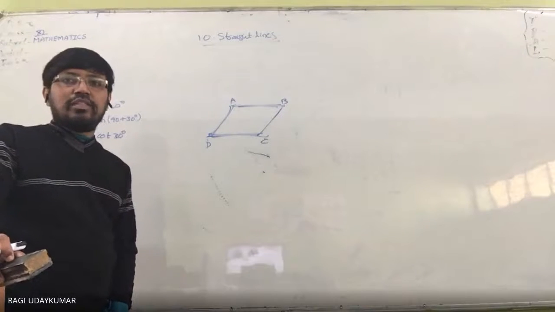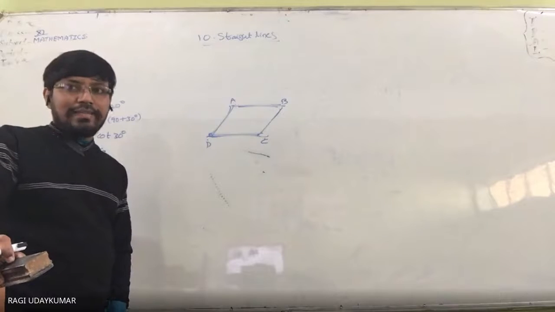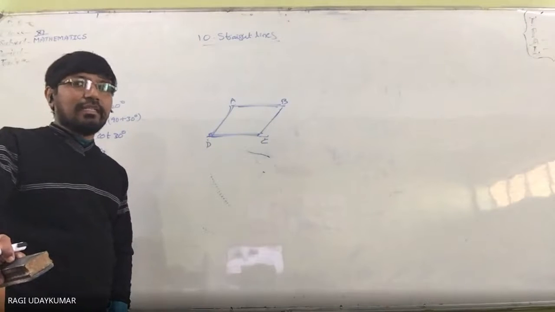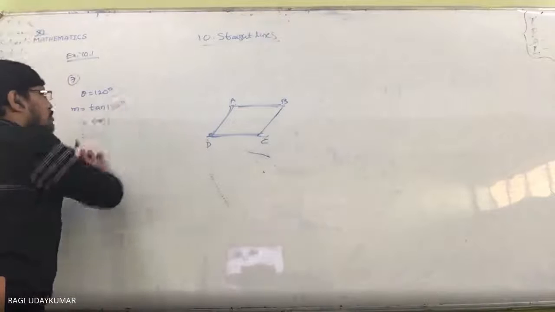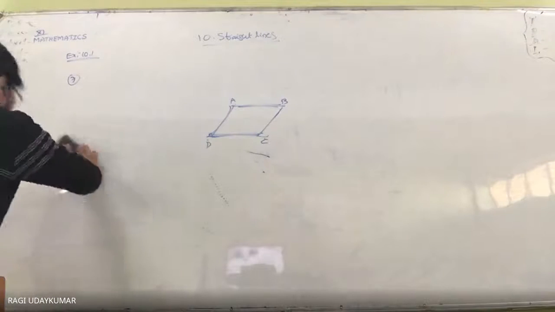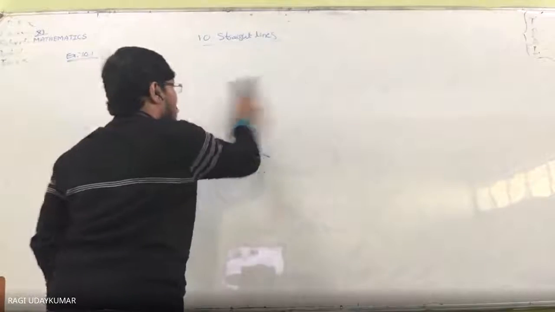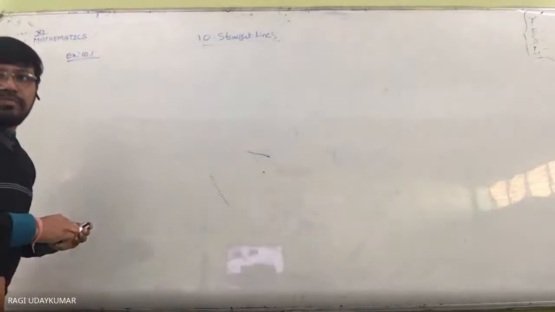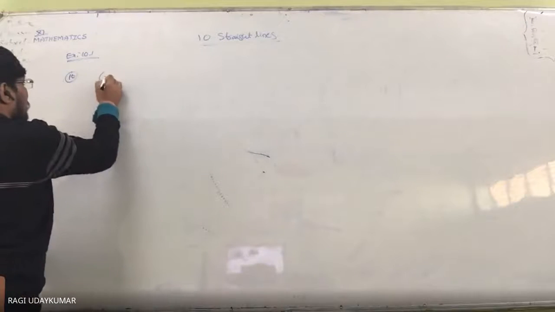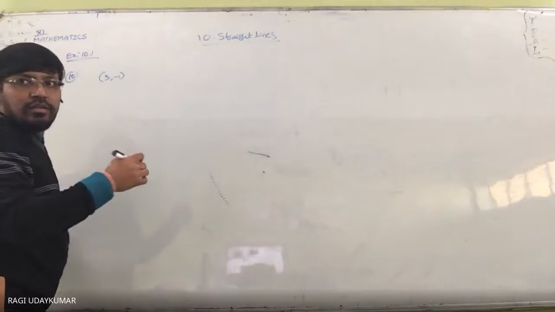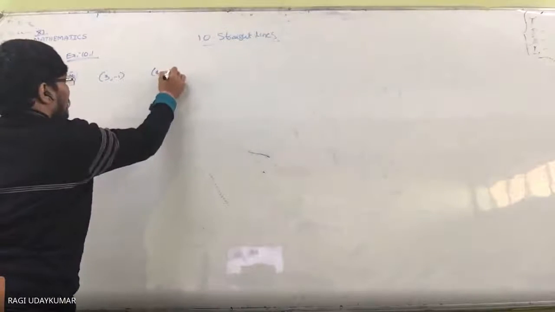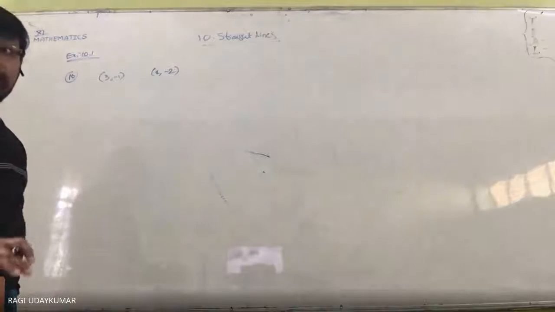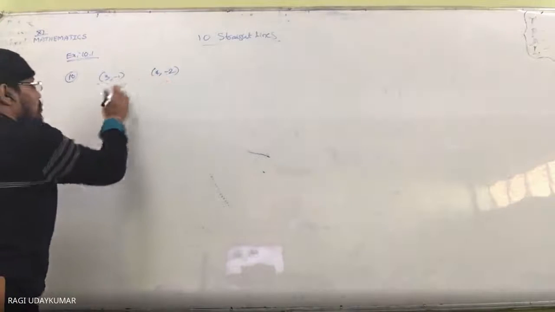Okay. Next, 10th question. Find the angle between the x-axis and the line joining these 2 points. That means we need to find the slope. In this problem the points are given to you, the other point being 4 comma minus 2. Find the angle between the x-axis and the line joining these 2 points; find the slope.